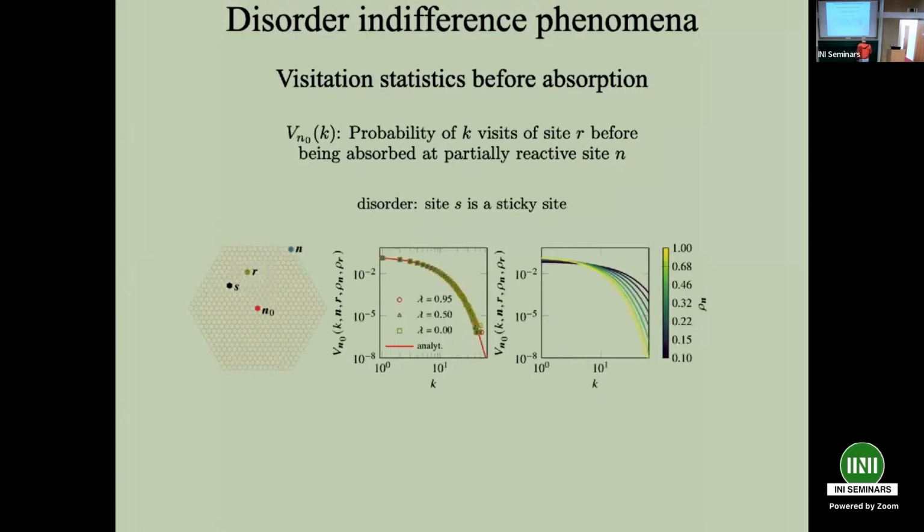We just decided to do this in hexagons, so you start here. This is your final absorption point. Then you're counting the number of times k that you're at the sticky site. Okay, it doesn't matter where it is. And then all these curves for the different lambda, where lambda controls how sticky that site is, they all collapse on the same curves. Okay.